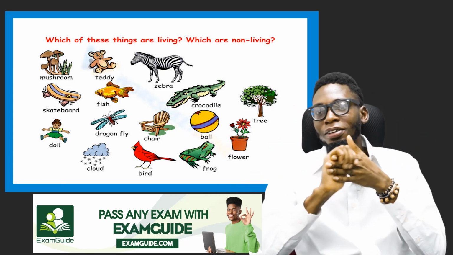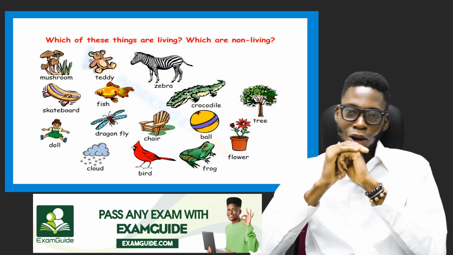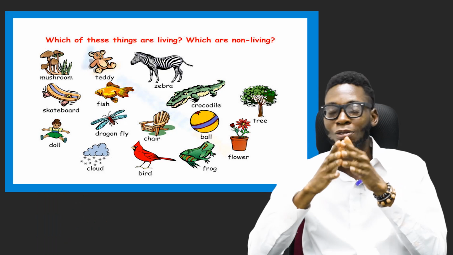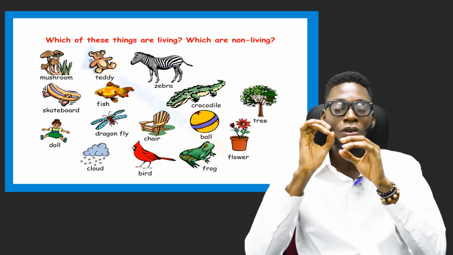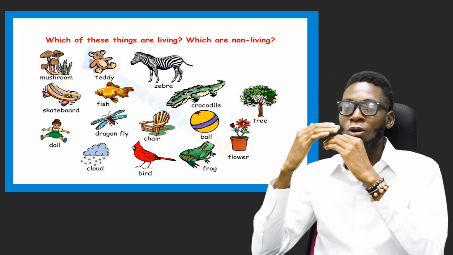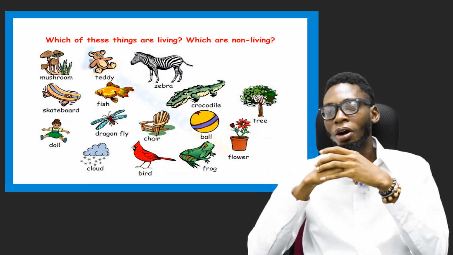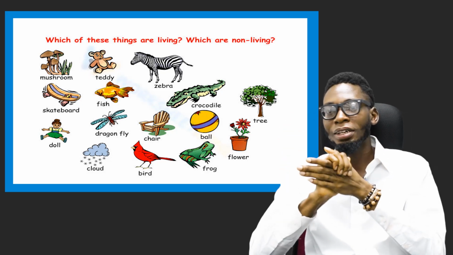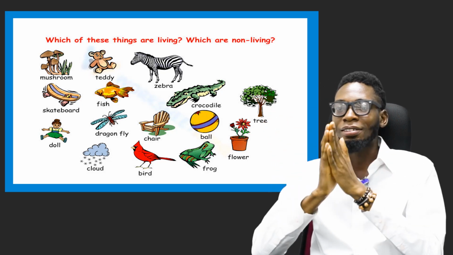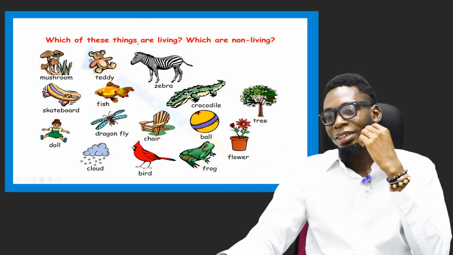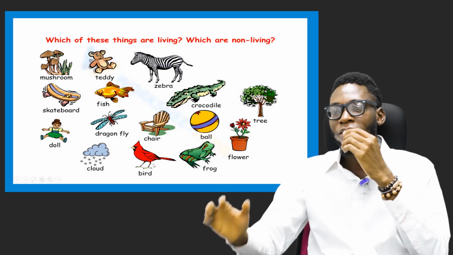Since we've been learning about living and non-living things, and we've talked about all the characteristics of living things, bear in mind that I said for us to classify something as living, it must have all the features or characteristics of living things. It must have all. So bearing that in mind and looking at the chart in front of us, can we identify some living and non-living things there?